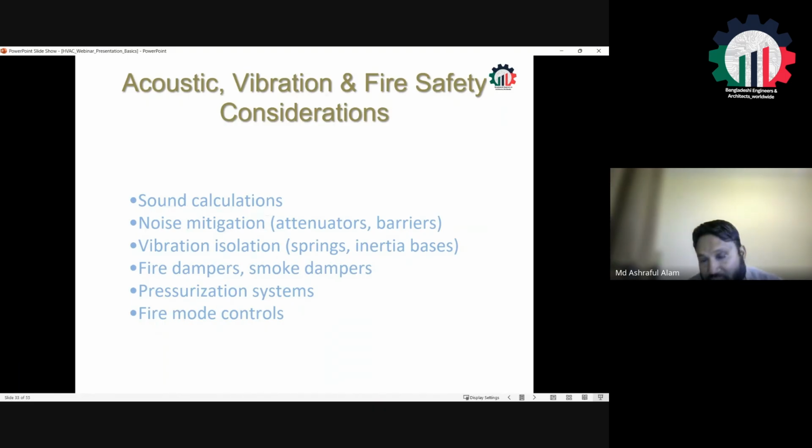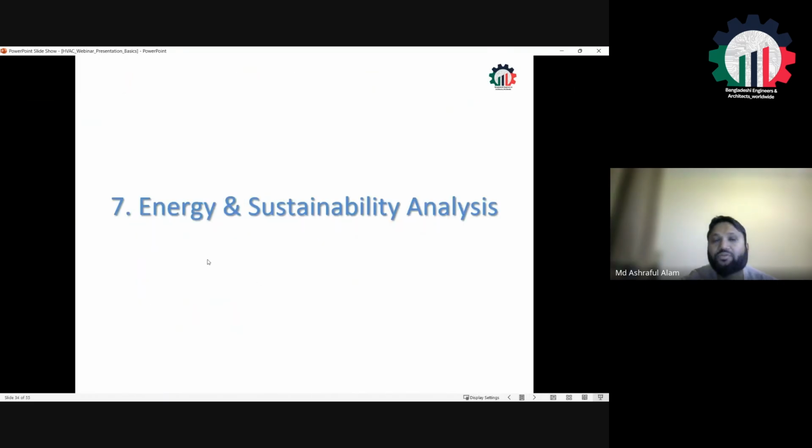We use the pressurization fan, smoke control fans, and some smoke curtains and other things as a barrier, which is also sometimes considered part of the HVAC. So this is the acoustic, vibration, and fire safety. And I will go to the energy and sustainability analysis.